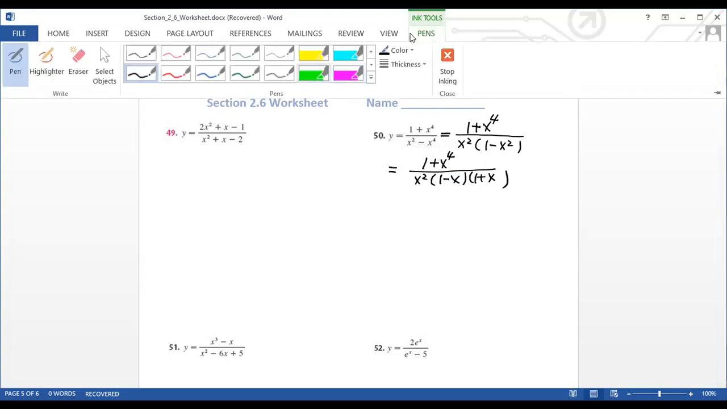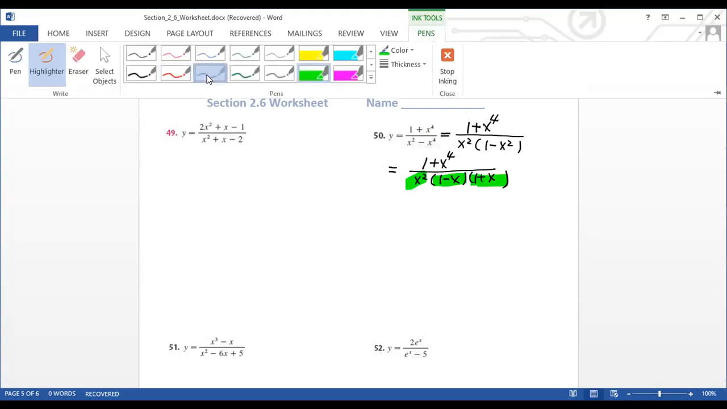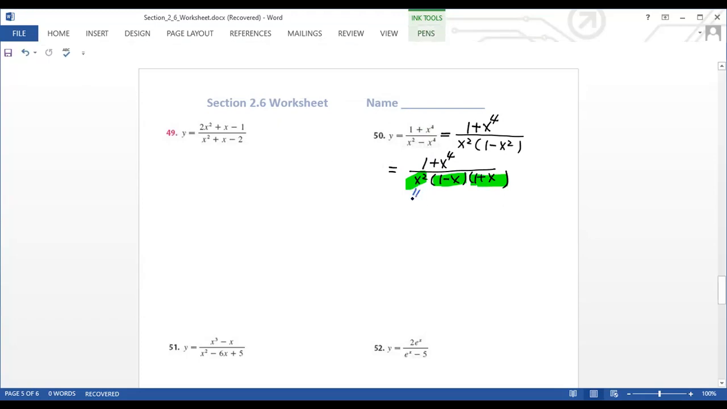Okay, now take a look here. For the vertical asymptote, you let the denominator equal zero. So the vertical asymptote is where the denominator equals 0. What is my vertical asymptote? x equals 1, x equals 0, and x equals negative 1.